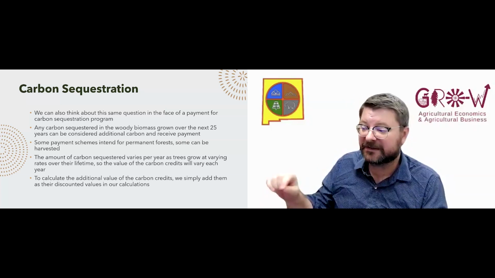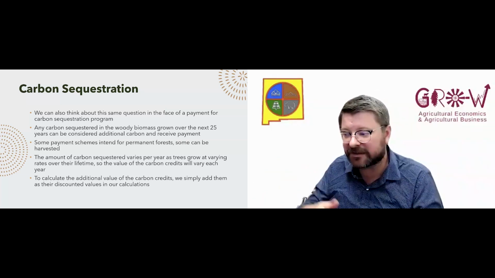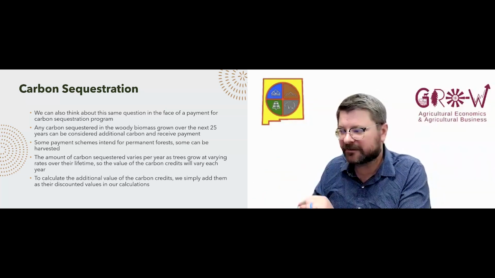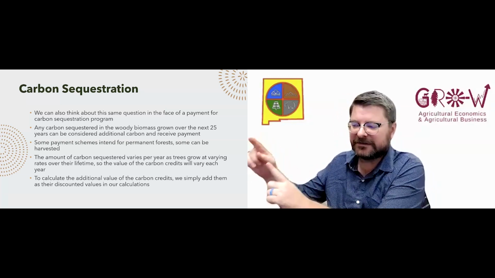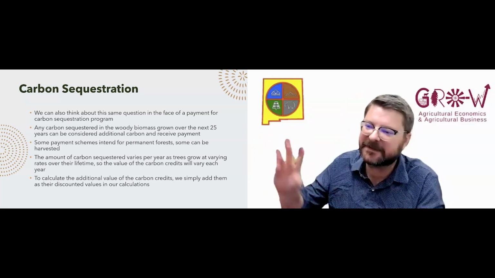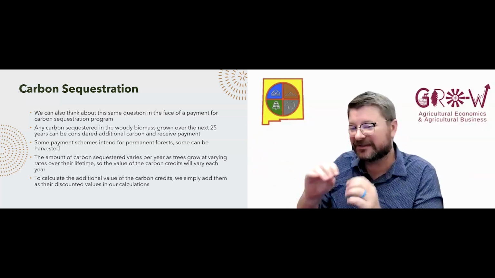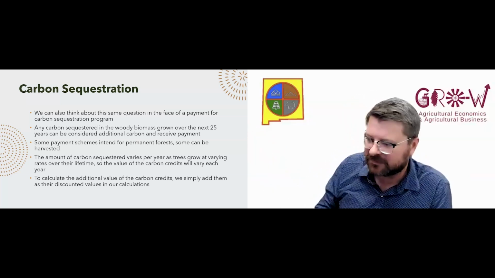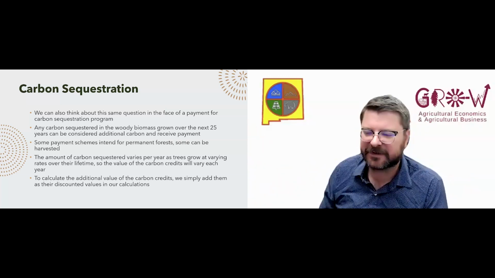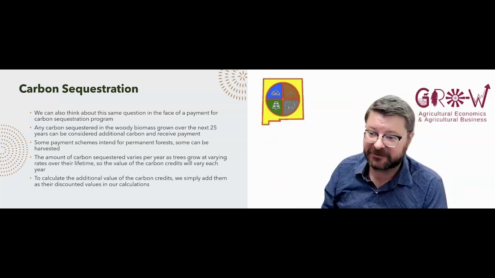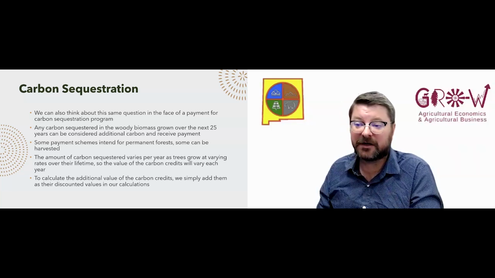Also, the amount of carbon that's sequestered varies per year as the trees grow at varying rates over their lifetime. So the value of carbon credits is going to be different each year, so you're going to have to discount each of those carbon credits. If you were receiving annual payments, those values would change over time and you'd have to discount each of those. But then once you know what those payments would be, you would simply add them as their discounted values into our previous calculations. It wouldn't be wildly different, but it could change your decision on when to harvest.